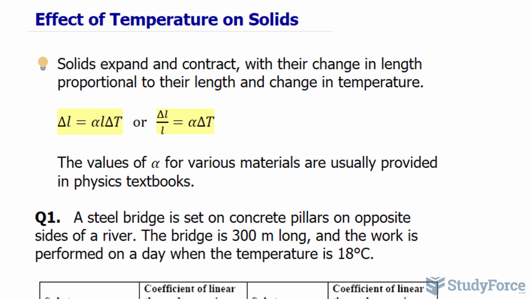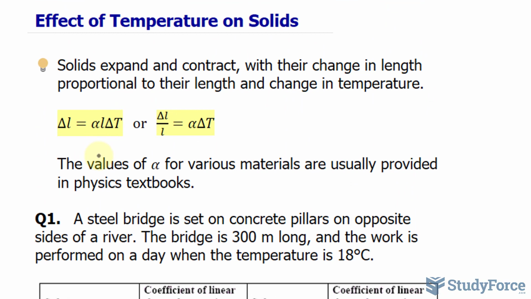underneath. L represents the length of the shape, its original length before the change, and delta T is the change in temperature. Over here I've just rearranged the formula so that the L is being divided by delta L. Now we can look at question number 1.